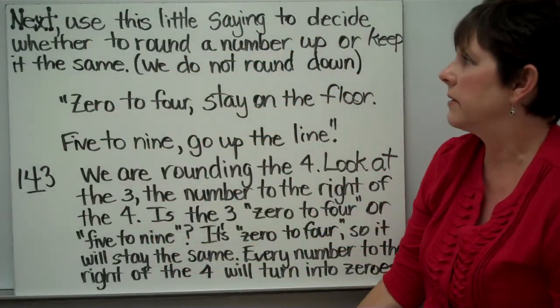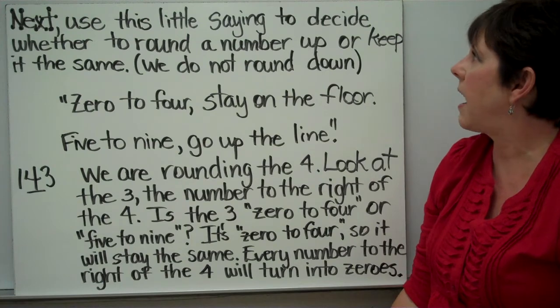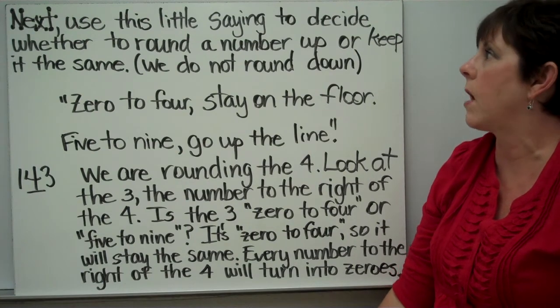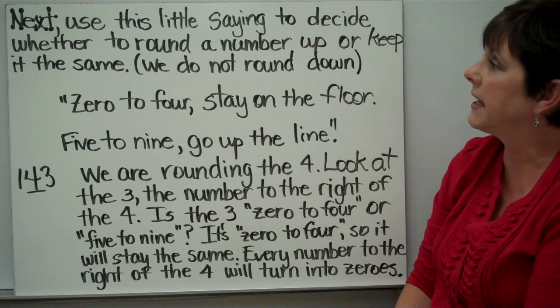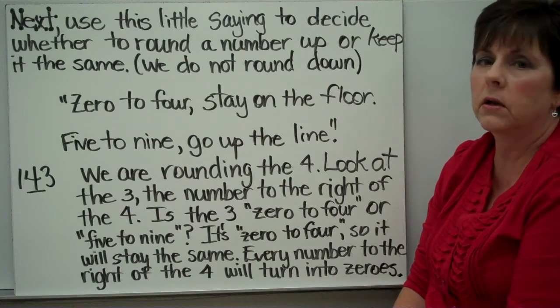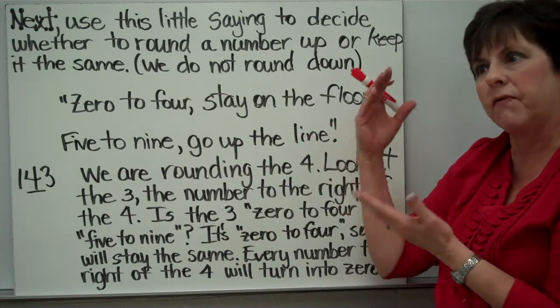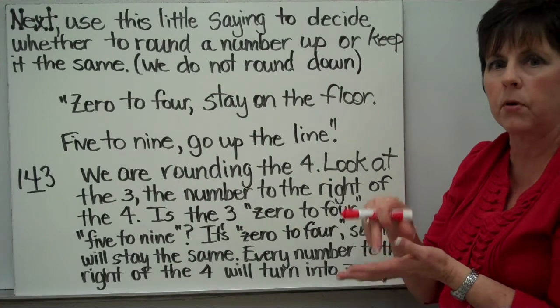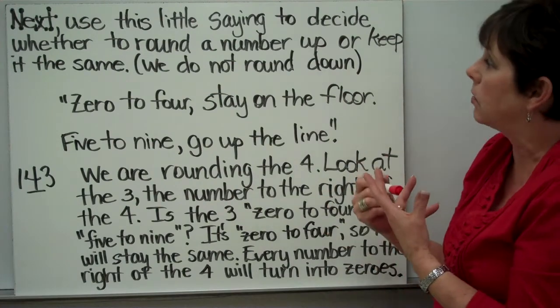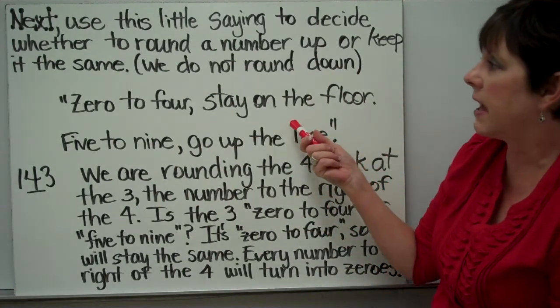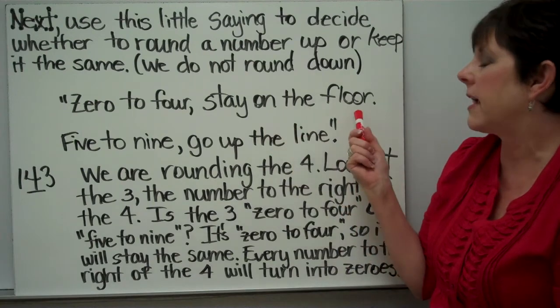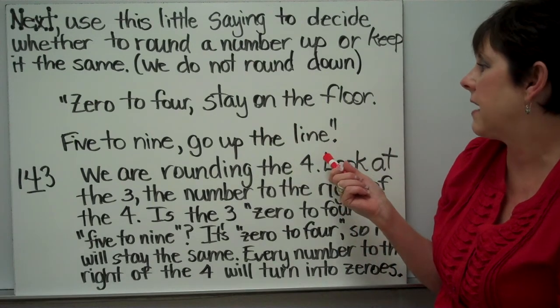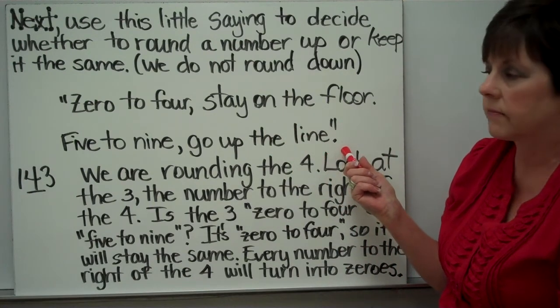All right, next, use this little saying to decide whether to round a number up or to keep it the same. We will not round numbers down. We won't go from 4 down to a 3, for example. It either stays the same or it goes up. Here's the saying. 0 to 4, stay on the floor. 5 to 9, go up the line.